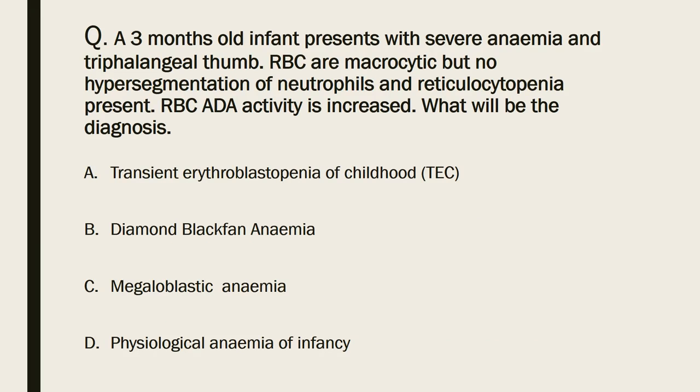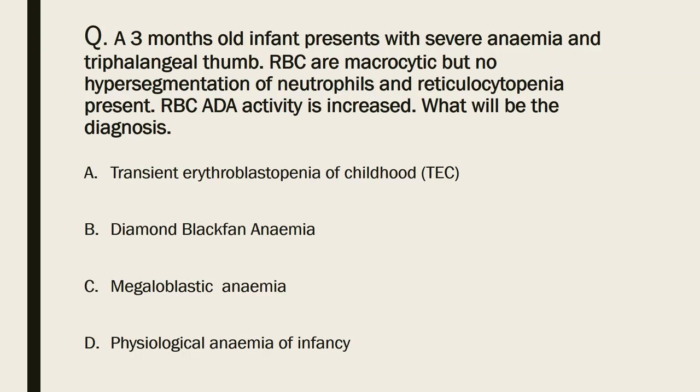Now again, second question: a 3 months old infant presents with severe anemia and has a triphalangeal thumb, RBCs are macrocytic but no hypersegmented neutrophils are there. Reticulocytopenia is there. RBC ADA activity is increased. What will be your diagnosis?